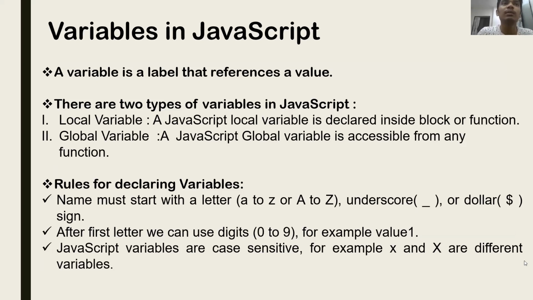First one is local variable, and second one is global variable. A local variable is declared inside a block or a function, so it can be accessed only inside that block or function itself, while a global variable can be accessed from any function.